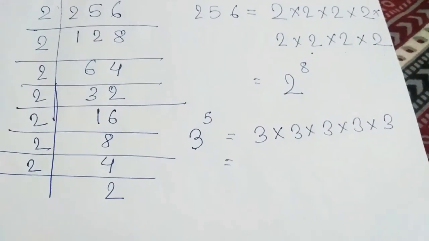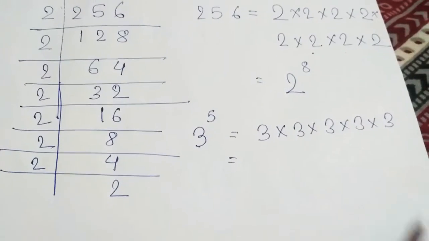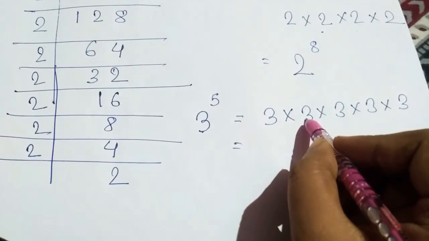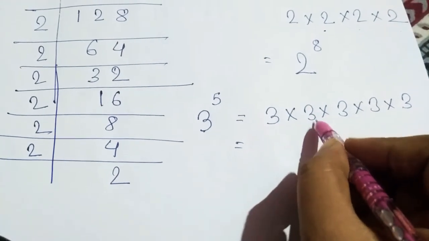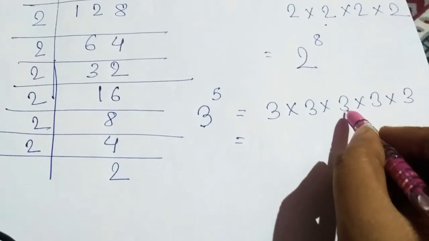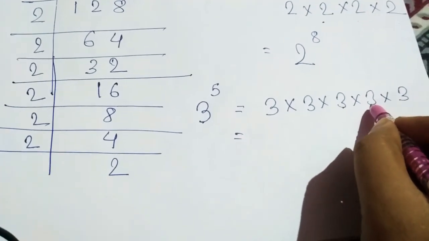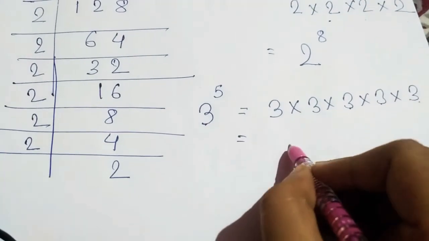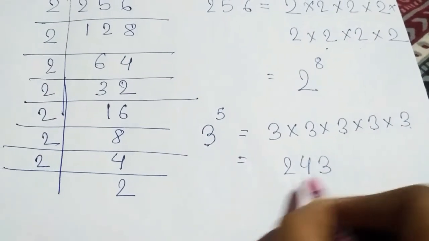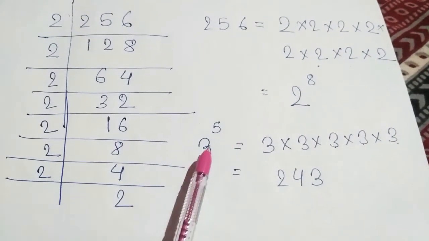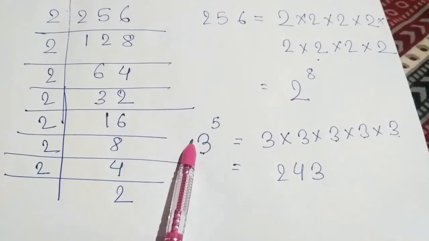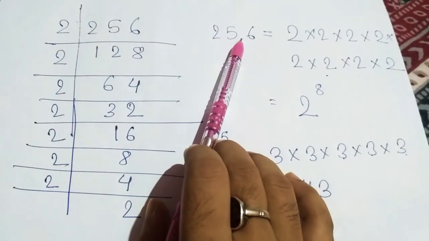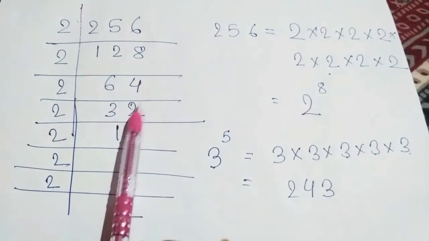And when you have to find out the number, how can you multiply? So 3 times 3 is 9. 9 times 3 is 27. Again 27 times 3 is 81, and 81 times 3 is 243. So 243 is your answer. When you have to convert exponential form into a number, this is the way. When a number has to be converted into exponential form, this is the way to convert it.